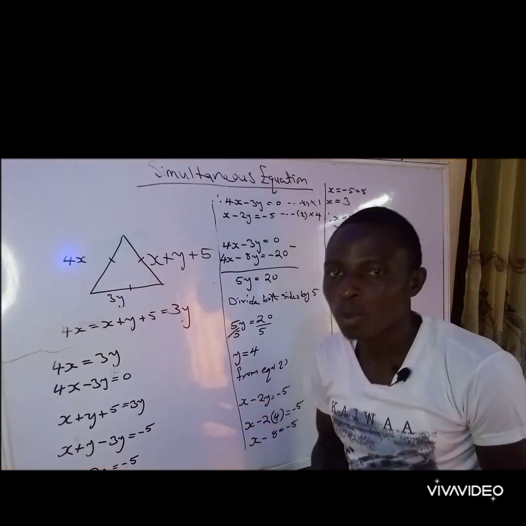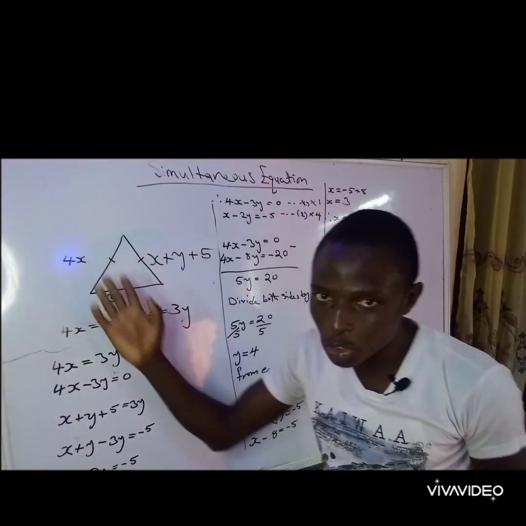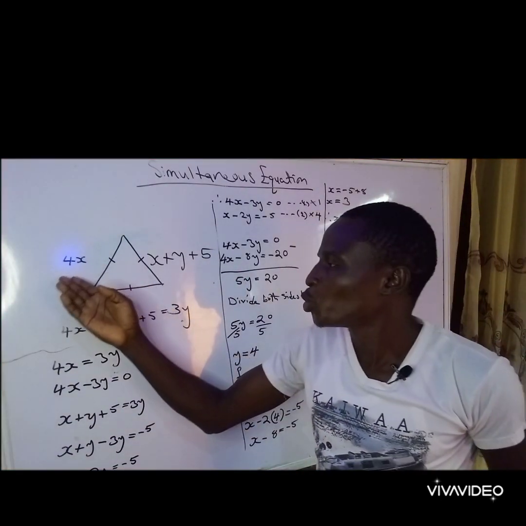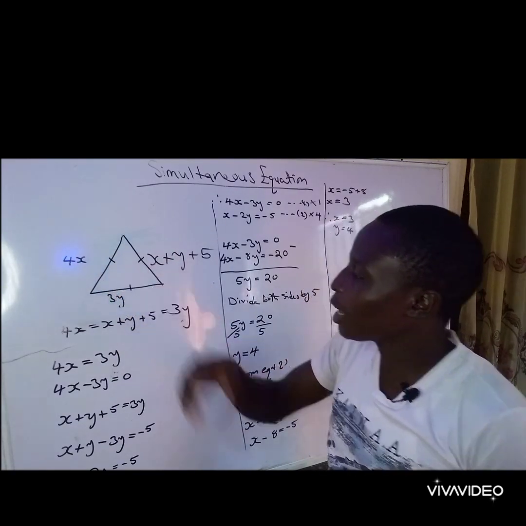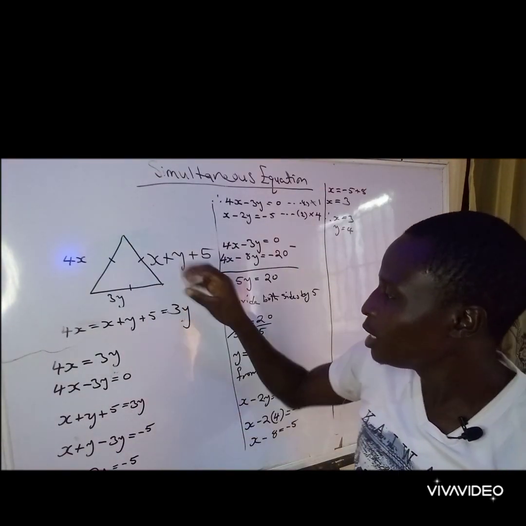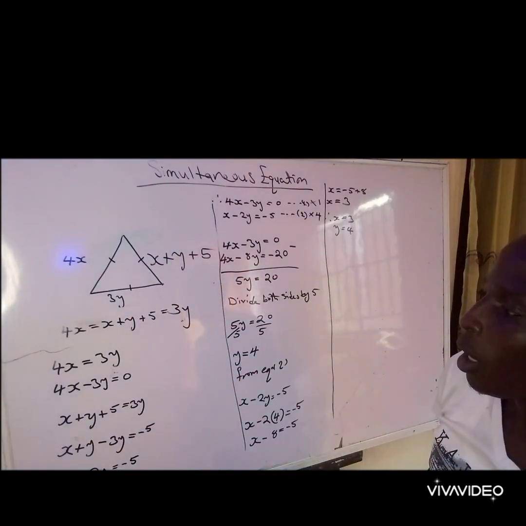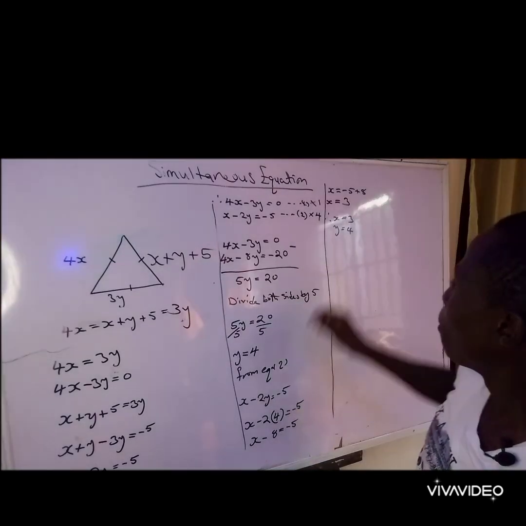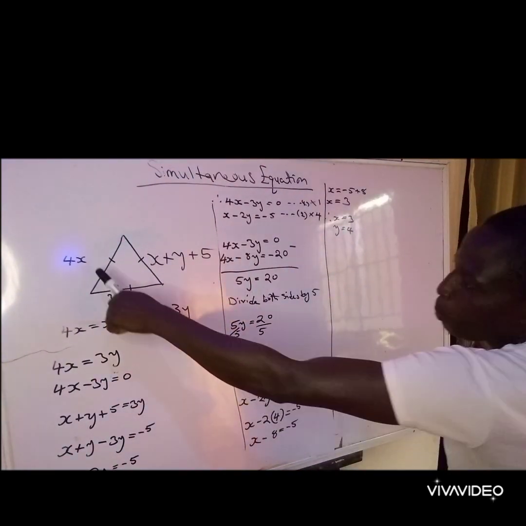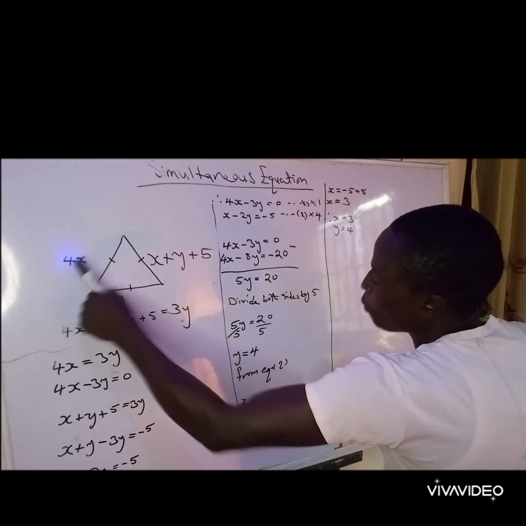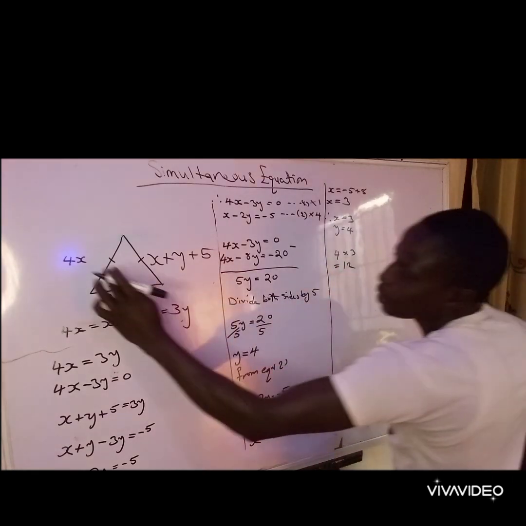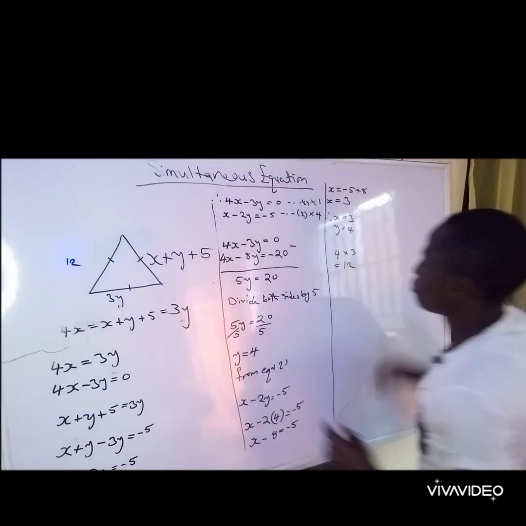These are the values of x and y as regards this question. But someone may decide to check and see whether it is true that all the three sides of this triangle, or this particular figure, are equal, or whether this figure is an equilateral triangle, as we always say that all the three sides are equal. Going by this to check whether it satisfies the equation, if you pick 4x, that is 4 times x, 4 times 3, which is 12. That means this side is automatically 12.